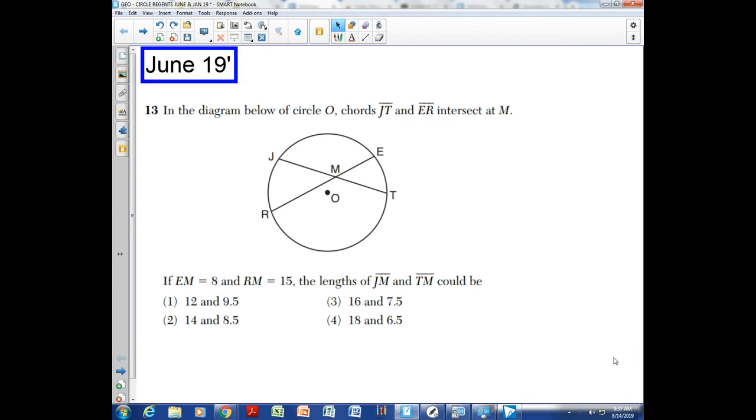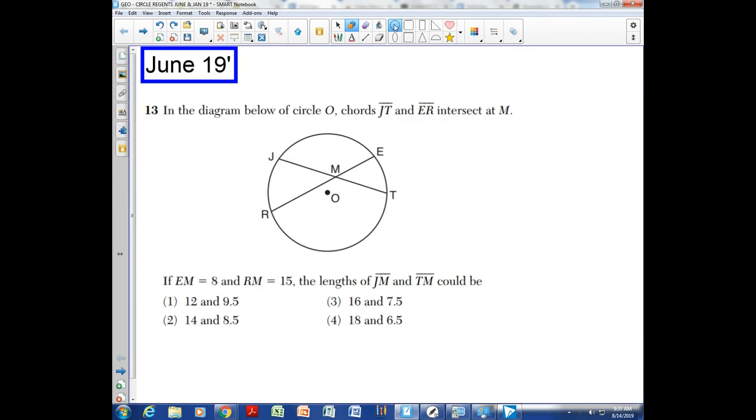June 19, question number 13. In the diagram below of circle O, chords JT and ER intersect at M. If EM is equal to 8 and RM is equal to 15, the lengths of JM and TM could be. Okay, so this is clearly a problem with intersecting chords.